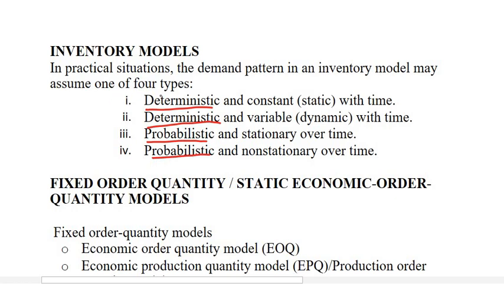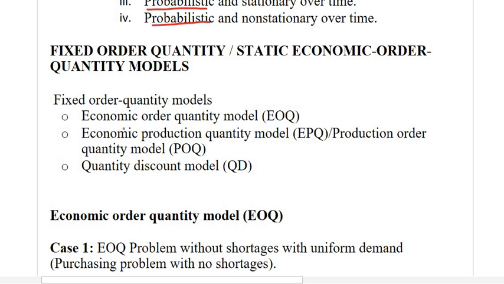For your syllabus, we are having a deterministic model with static time. We'll learn now the static economic order quantity models. We are calling that one static economic order quantity models or fixed order quantity models. The fixed order quantity models are the economic order quantity model, which we denote as EOQ, and the economic production quantity model, EPQ. It's also called the production order quantity model, that is POQ. Finally, we can learn about the quantity discount model, QD.